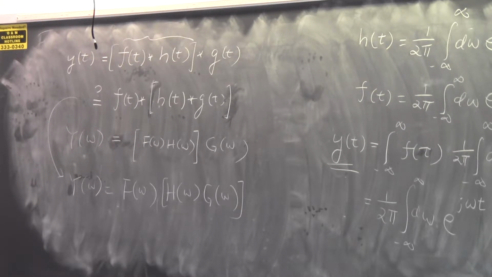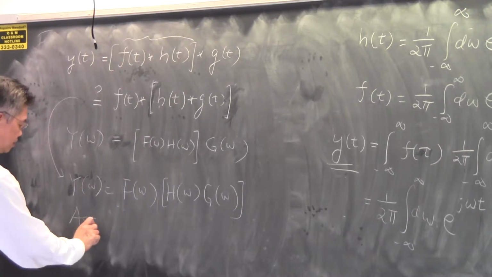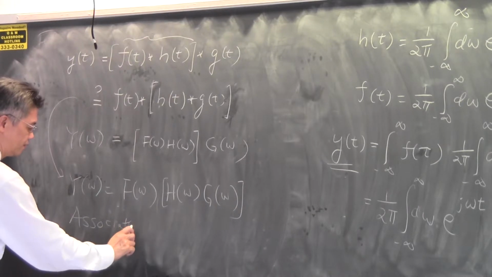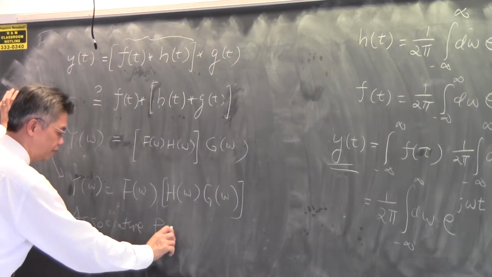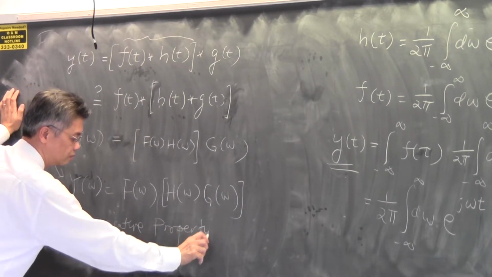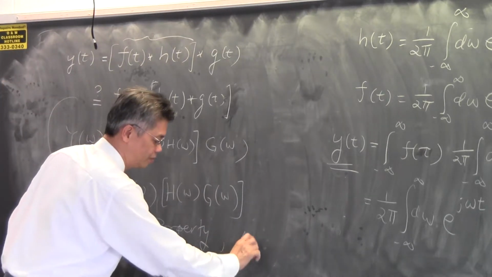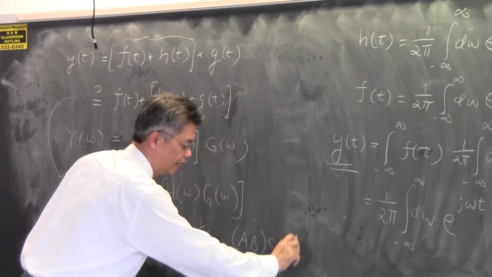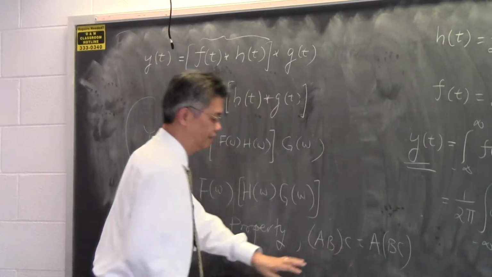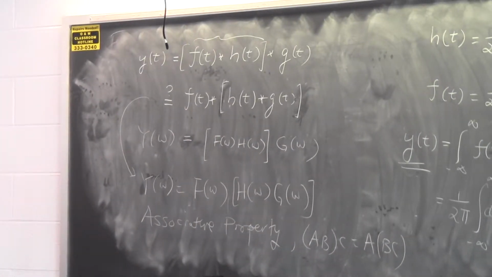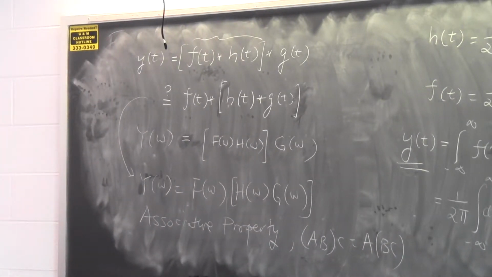Okay, this is called the associative property. In math, it's called the associative property. You have A times B times C equal to A times B times C. This is called the associative property in mathematics. So this property is associative.